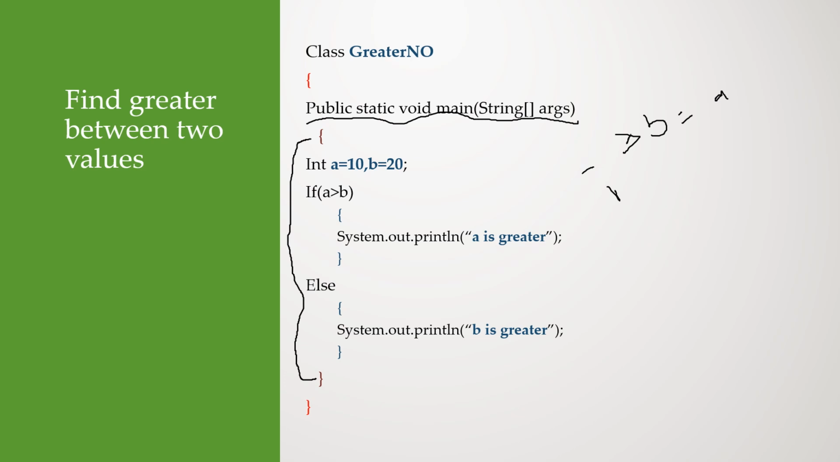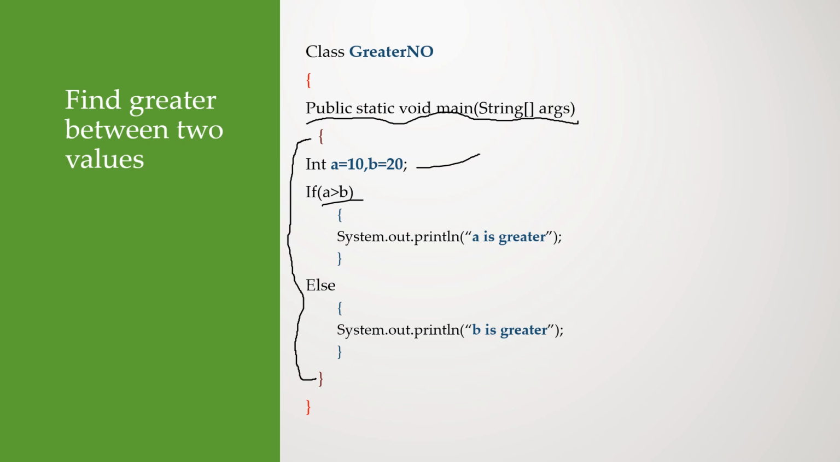So if there are only two conditions, we can understand that between A or B, one should be greater. If A is not greater, then B only will be the answer. So here we are using an if condition. We had initialized some values, A and B, and if you see here, A is greater than B. As I showed you, the condition is: if A value 10 is greater than 20, then this will be the output.